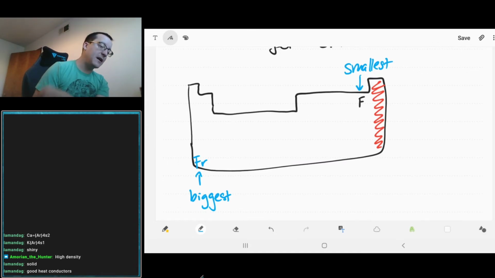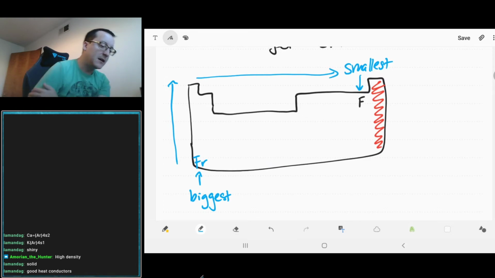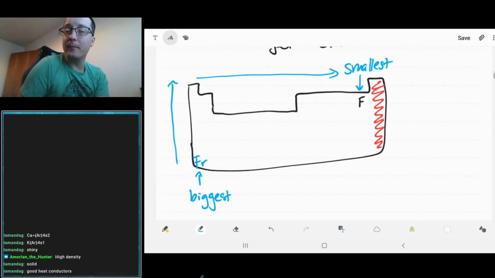So we're going to see that as we go up or to the right, things will get smaller. So as long as you remember where the biggest one is and where the smallest one is, you can make some judgments about whether an atom will be bigger or smaller than another one.